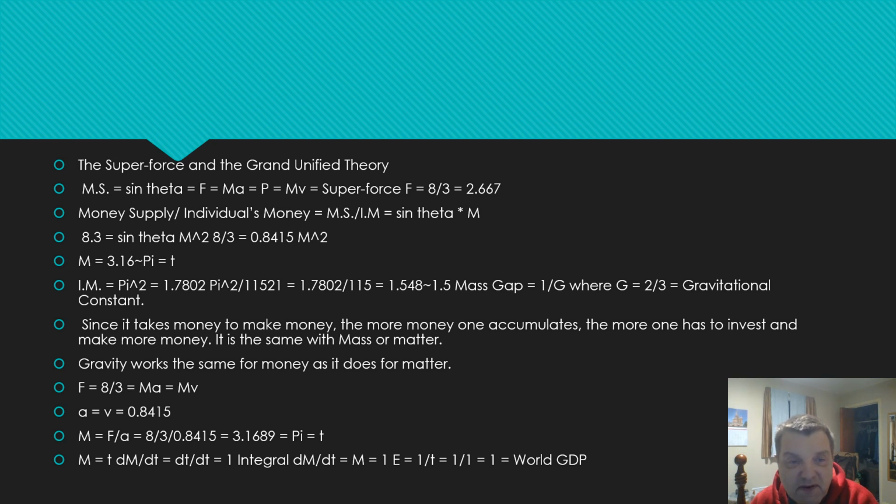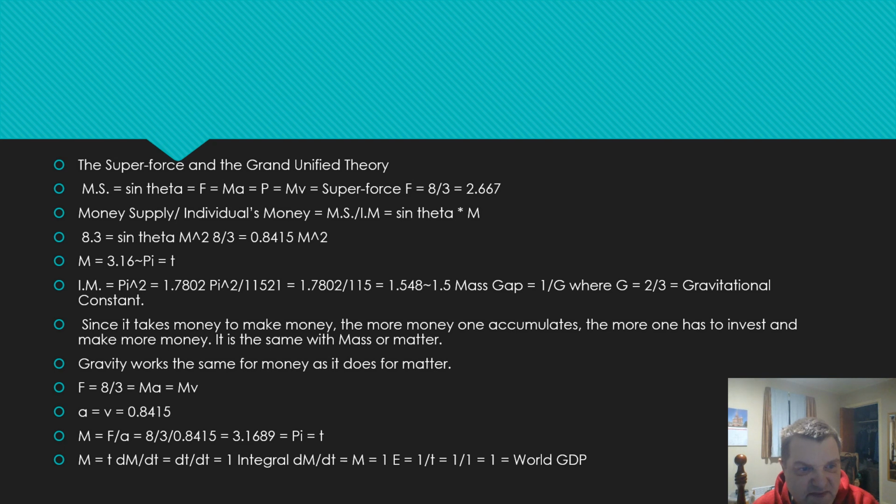Force is equal to ma from Newton, which is equal to momentum, which equals mb, because A equals V. They're equal to the superforce, which is equal to F equal to 8/3, which is 2.667. The money supply divided by the individual's money is equal to Ms over Im, which is equal to sine theta times m. So we have 8/3 is equal to sine theta m to the power 2. 8/3 is equal to 0.8415 times m squared. M is equal to pi, which is equal to t. So mass is equal to time.